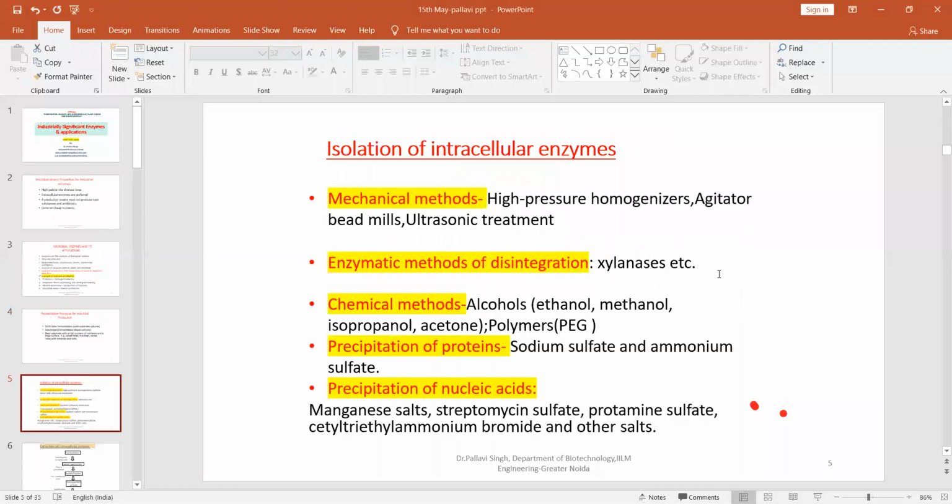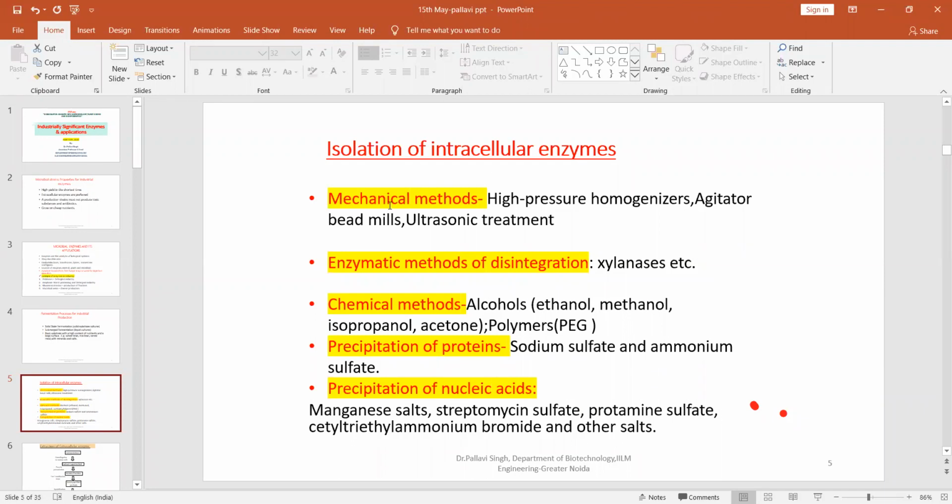So once I have made my enzymes, either by solid state fermentation or by submerged fermentation, I need to categorize whether the enzyme I want to produce is an intracellular enzyme or an extracellular enzyme. What do I mean by intracellular? By intracellular enzymes, I mean those enzymes which are made within the cell, inside the microbial cells. So if the enzymes are present within the microbial cells after the fermentation, I need to take them out from the cell. How do I take them out? I take them out by using these methods.